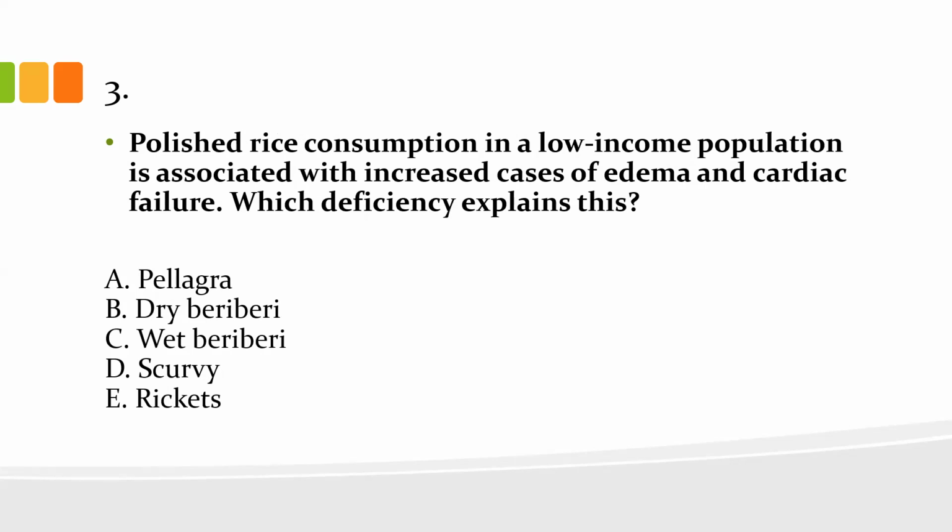Which deficiency explains this? A, pellagra, B, dry beriberi, C, wet beriberi, D, scurvy, E, rickets. C, yes, C is the right answer. So with polished rice, they become deficient in thiamine, and that leads to beriberi.